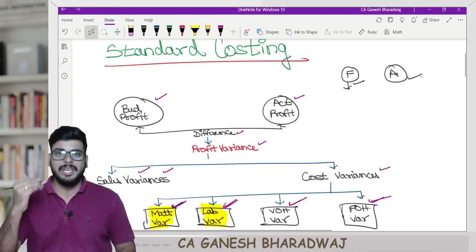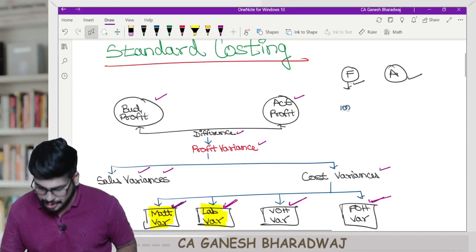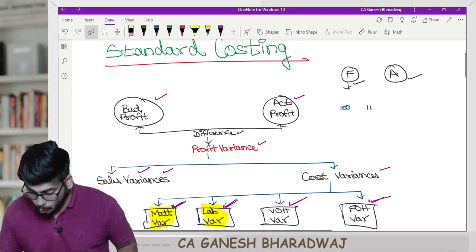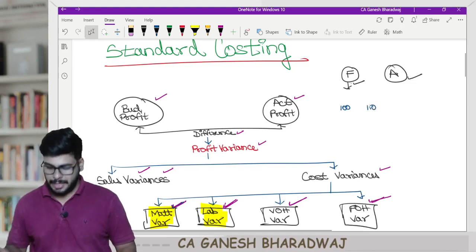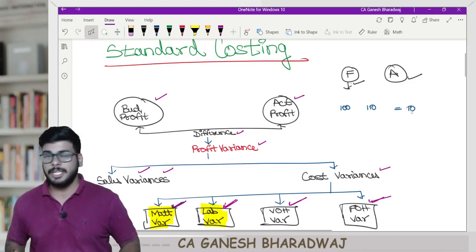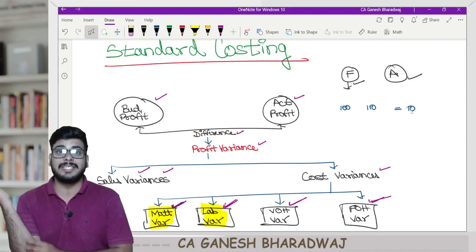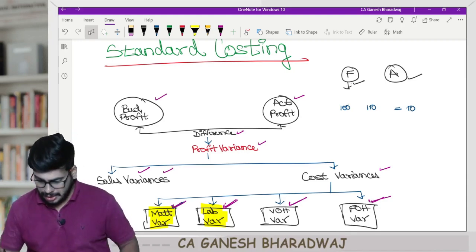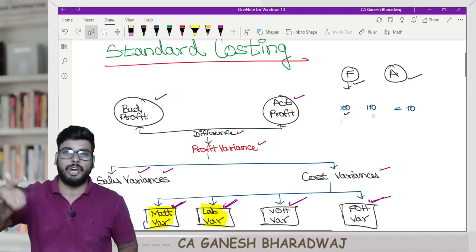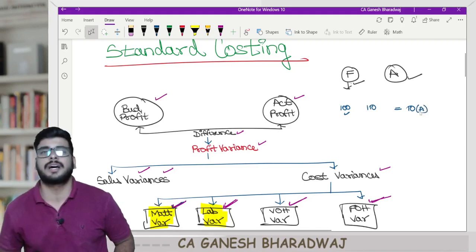For example, we are talking about material cost. Let us say you should have incurred 100 rupees standard material cost, whereas you have incurred 110 rupees actual material cost. In this case, there is a 10 rupee variance. But if I just mention 10, it is not sufficient for the purpose of decision making. I should say whether this 10 is a favorable or an adverse variance. You should have incurred 100, you have incurred 110, so you have incurred more cost. This results in reduction of your profit. This is an adverse variance. Are you clear with this?